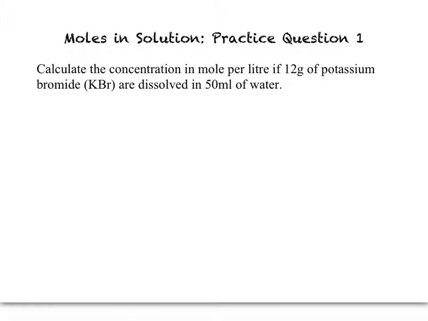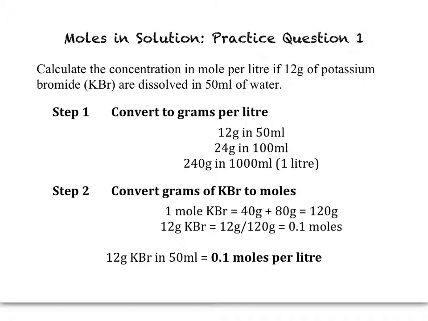Moles in solution. Practice question 1. Calculate the concentration in mole per litre if 12 grams of potassium bromide, KBr, are dissolved in 50 milliliters of water. You should now pause the video and try this question on your own on a blank piece of paper. You will need a copy of the periodic table of the elements. Please pause now. I hope you were able to get the same values as shown here. If you did not and do not understand why, then you should review the video or talk to me before continuing with the video.